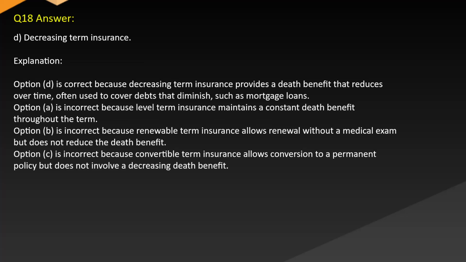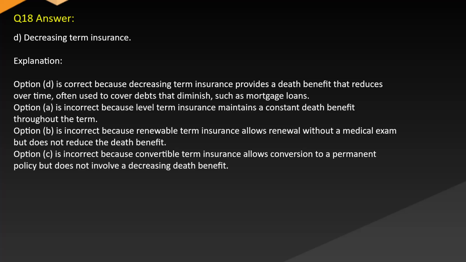Answer: D. Decreasing term insurance. Explanation: Option D is correct because decreasing term insurance provides a death benefit that reduces over time, often used to cover debts that diminish, such as mortgage loans. Option A is incorrect because level term insurance maintains a constant death benefit throughout the term. Option B is incorrect because renewable term insurance allows renewal without a medical exam but does not reduce the death benefit. Option C is incorrect because convertible term insurance allows conversion to a permanent policy but does not involve a decreasing death benefit.